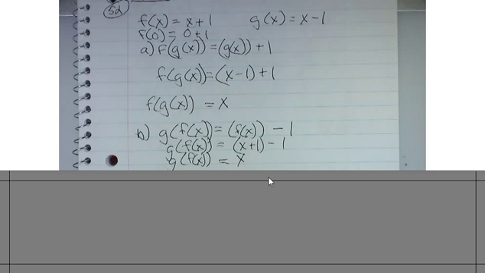Does anybody remember what that tells us when we do the composite of one and the other and we get x both times? They're inverse functions of one another.